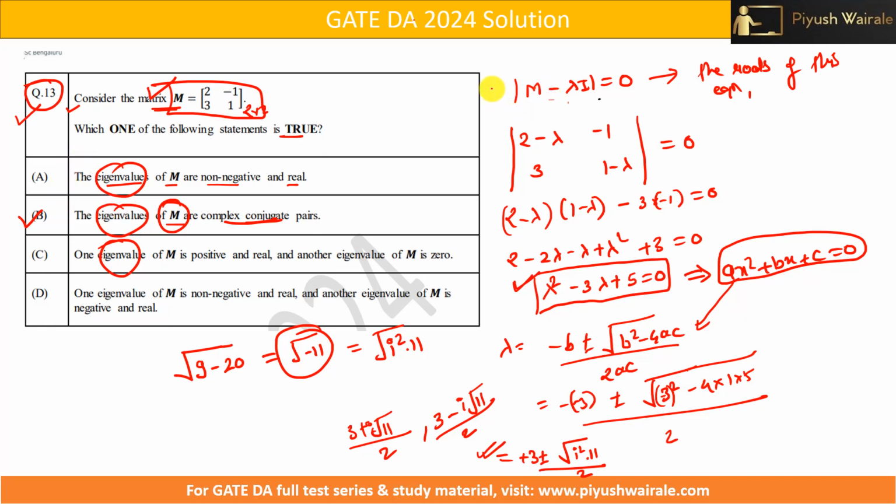This is the way we can find the characteristic equation, or we can apply this concept: the product of the two eigenvalues is the determinant of the matrix, and the sum of the two eigenvalues is the trace of the matrix. So the trace will be 3 and the determinant will be 5. If you observe, we got a similar equation here also. I hope you understand this concept of eigenvalues. Every year there is one question based on eigenvalues, so please try to focus on this concept. Thank you.